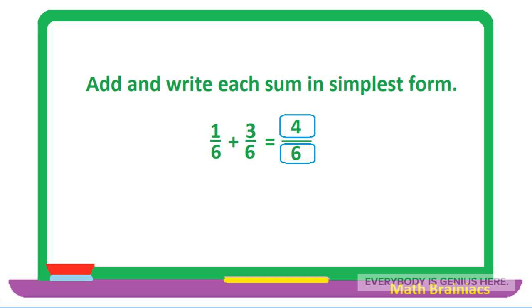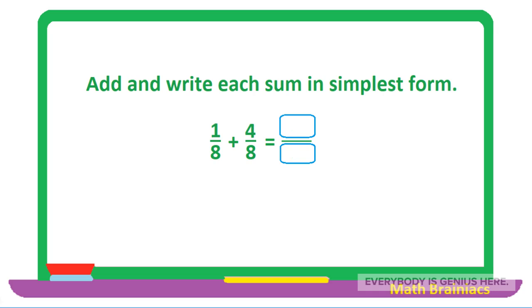However, 4 and 6 have a common factor, so we can still convert the sum into simplest form. The common factor of 4 and 6 is 2, so we're going to divide 4/6 by 2/2. 4 divided by 2 is 2, and 6 divided by 2 is 3. So the simplest form of 4/6 is 2/3.